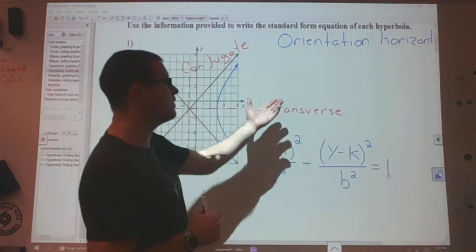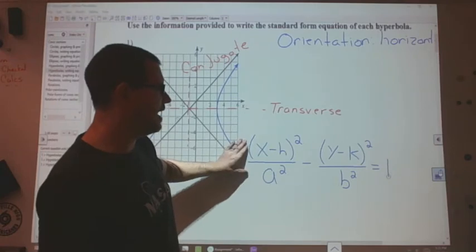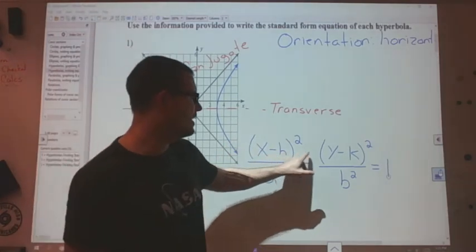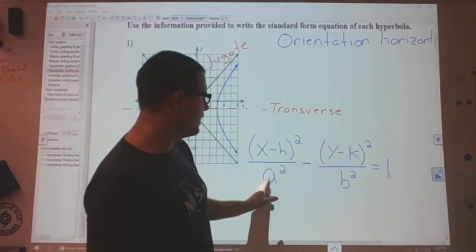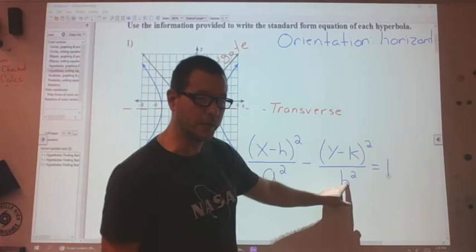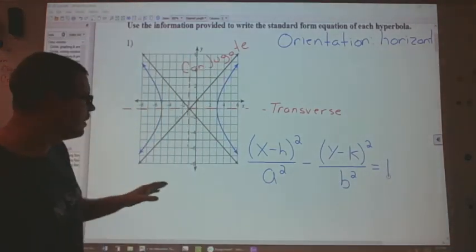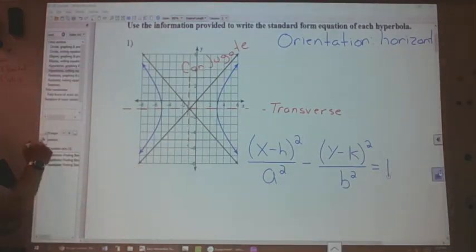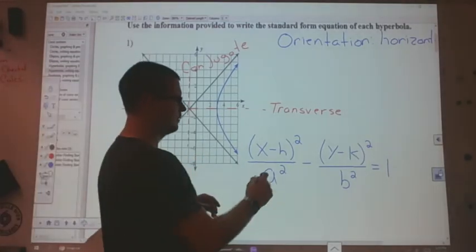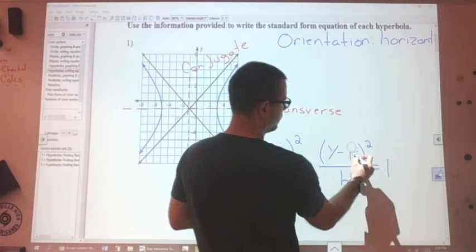And then, once we've got the orientation and the standard form of the equation, all I really have to do from here is find h and k, my center, and then a and b, which are my horizontal radius and my vertical radius from the center of the rectangle. So that's what we'll do. First, we're going to go for the center.